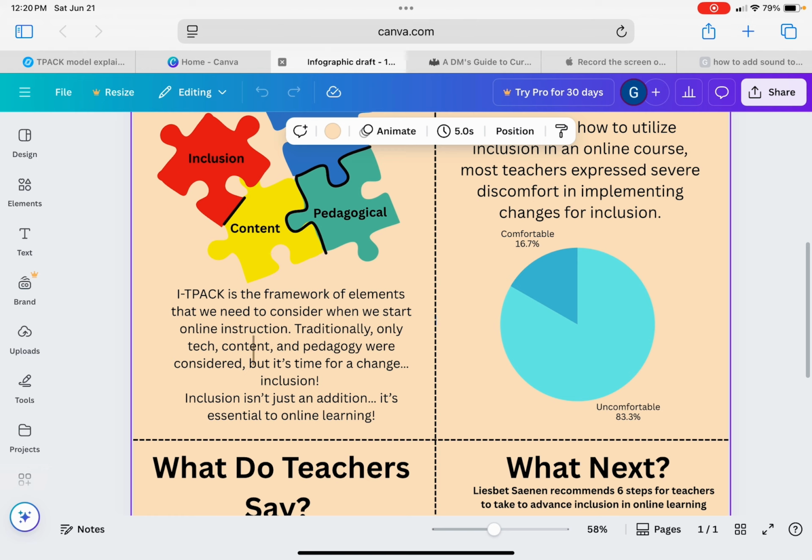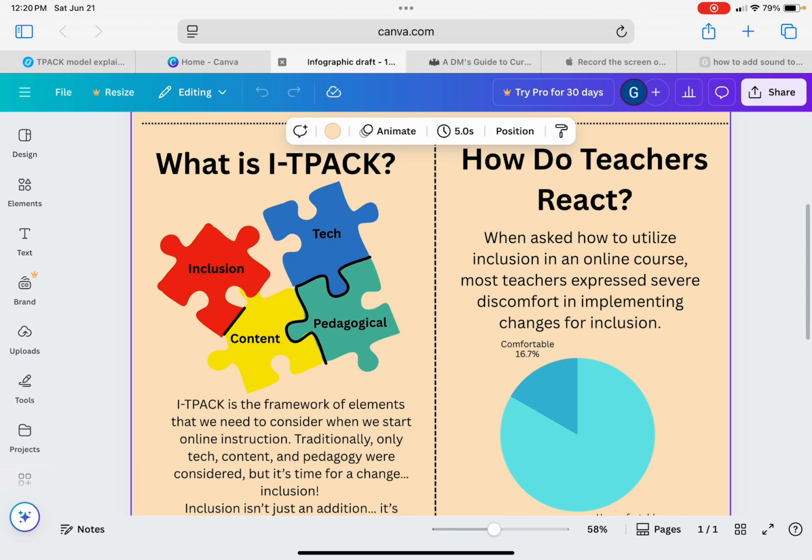Inclusion. I wanted inclusion to be separate right here so that it stands out in the infographic as the main focus, and inclusion is just an addition. It's essential to online learning is what the passage is about. To the right, how do teachers react? These are the results of the study.